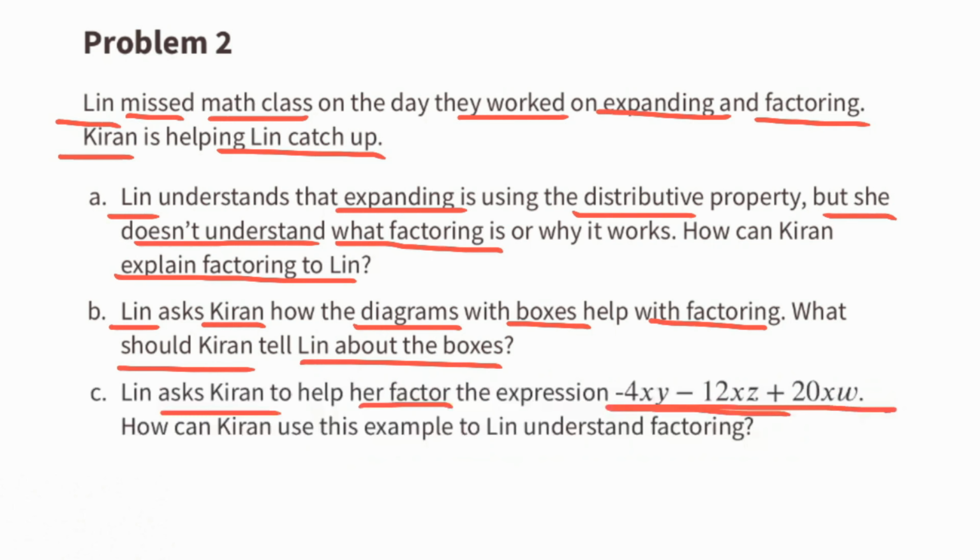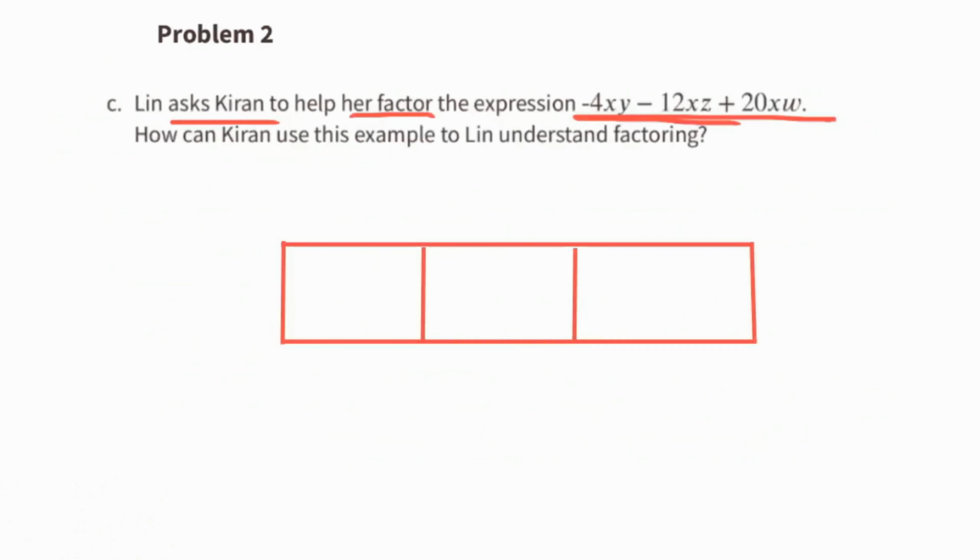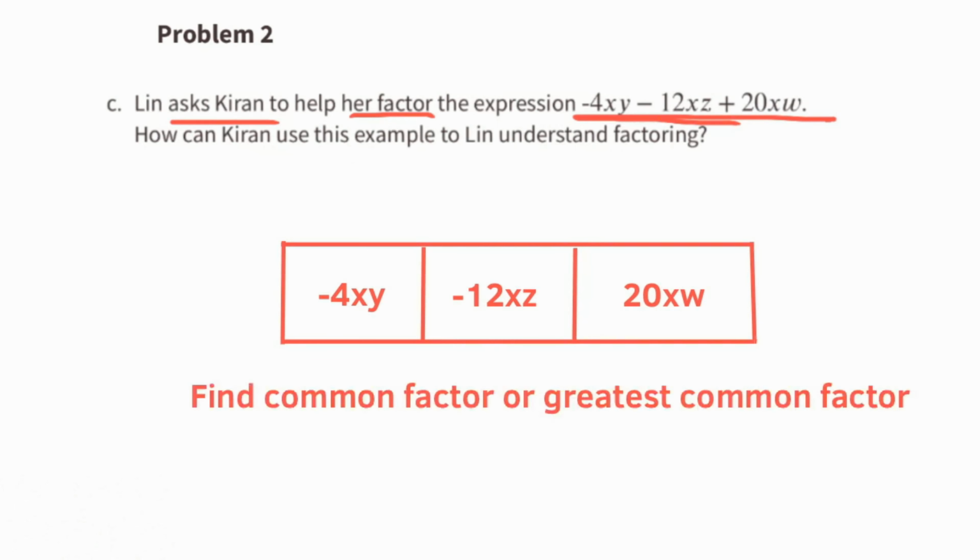C. Lynn asks Karen to help her factor this expression. Karen can use boxes to help Lynn factor the expression. Karen can start by writing the 3 different terms inside each of the 3 boxes. Next, they can find the greatest common factor of all 3 terms and put that common factor on the outside of the boxes. They could try using -4x as a common factor.